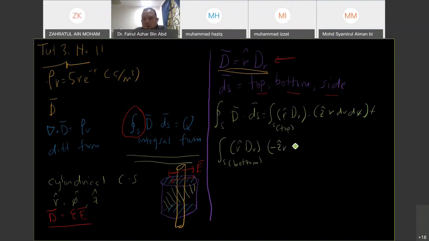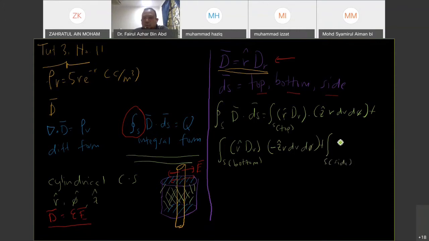So r dr and d phi. Okay, so this one is for the vector. And for the side surface, the direction of it is in the r cap direction. Because of that, we will have a plus surface on the side.